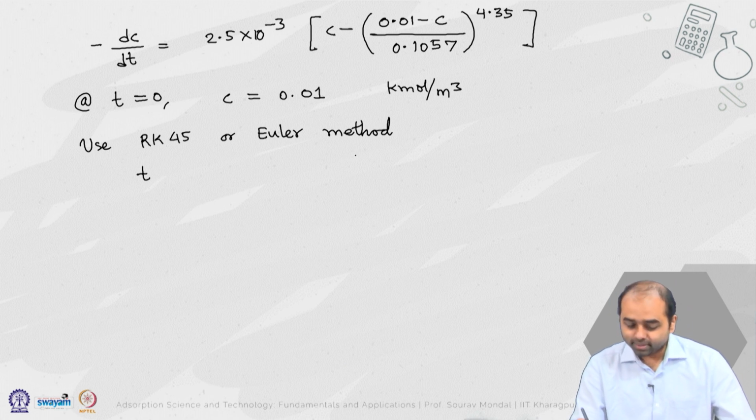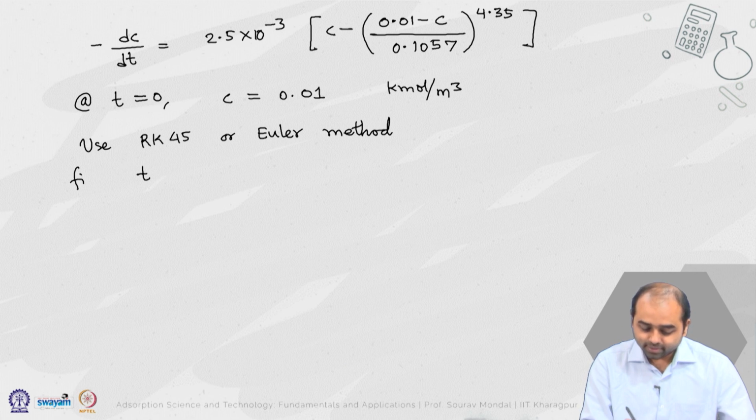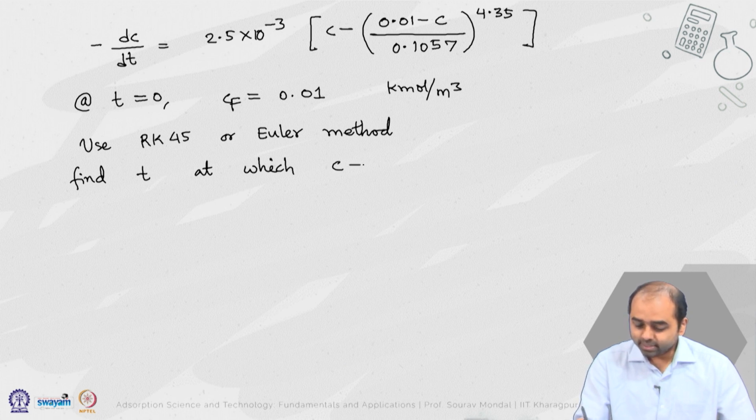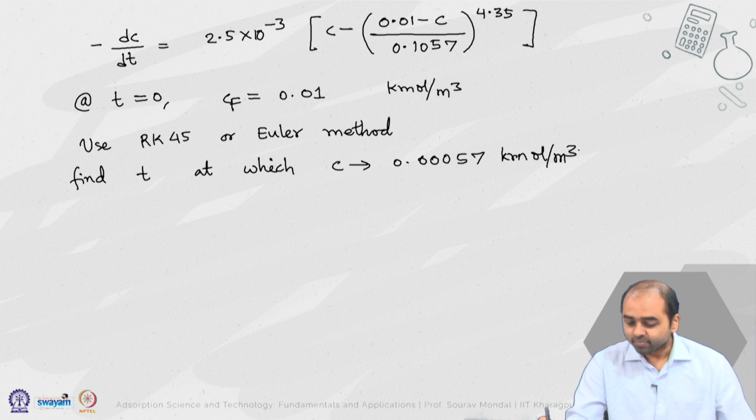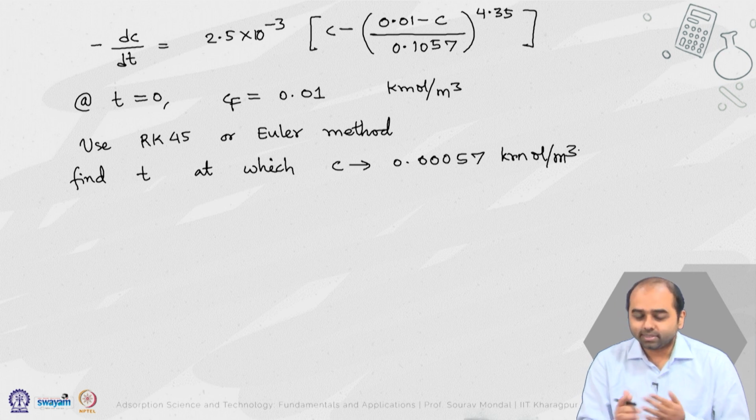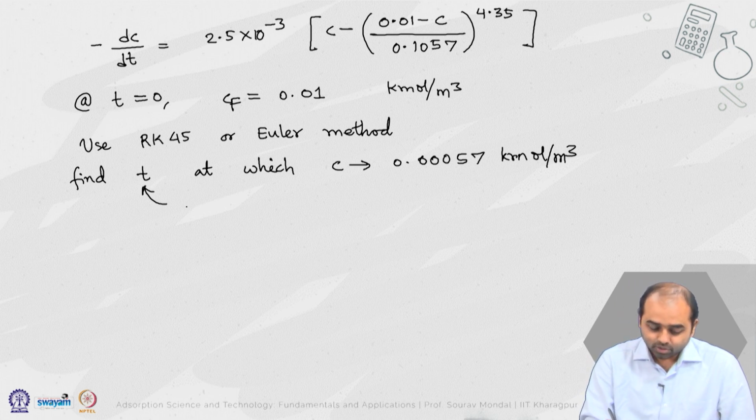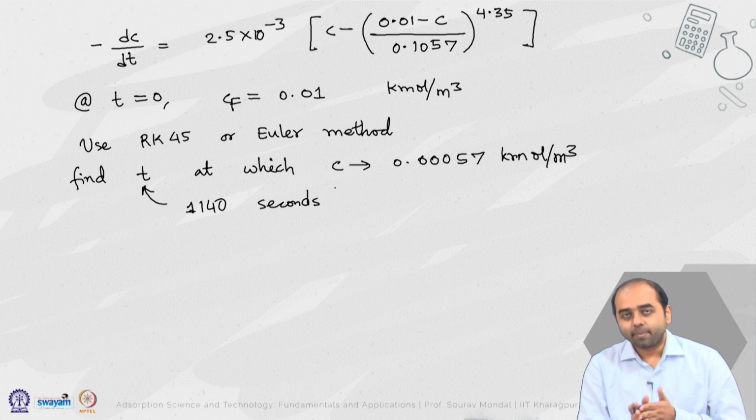So from this Euler method you have to find the t at which C approaches this reduced value of 0.00057 kilomole per meter cube, and if you use this RK45 Euler method, you will see that this time comes close to around 1140 seconds. So this is the part of the batch adsorption.